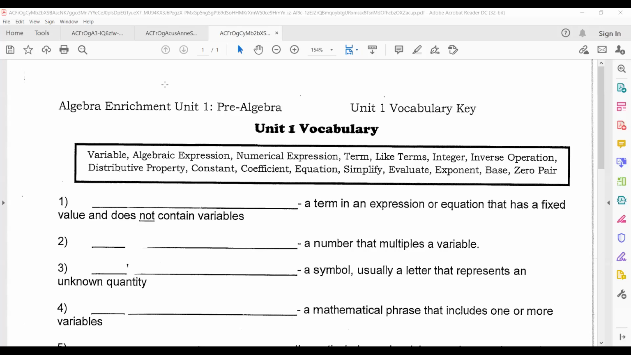Anybody come up with the second one yet? Yeah, can I answer? Yeah. Coefficient, a number that multiplies a variable. Coefficient, yes. Thank you. And what that really means is, in this term, if we have an equation 6x equals 18, and I say we need to divide by the coefficient of x, hopefully everybody will understand that that means 6.